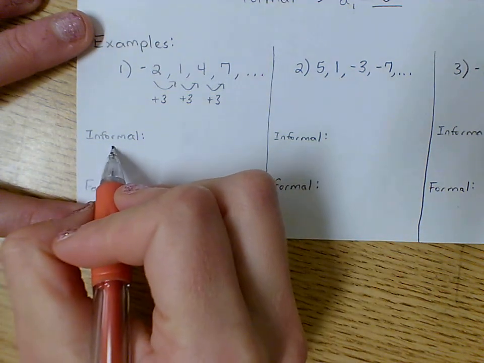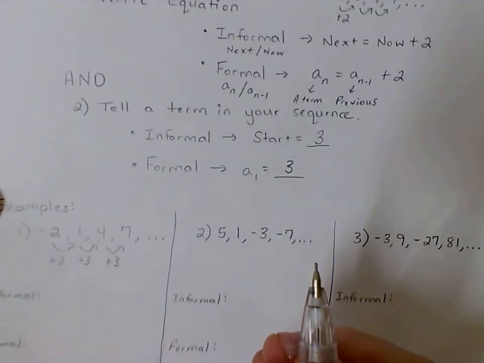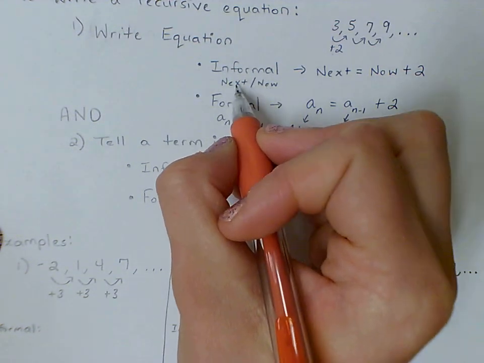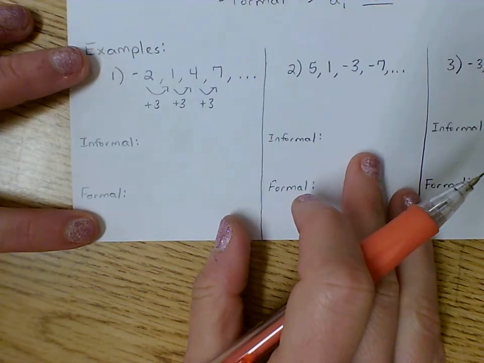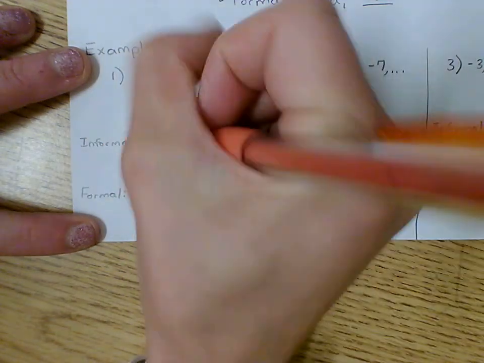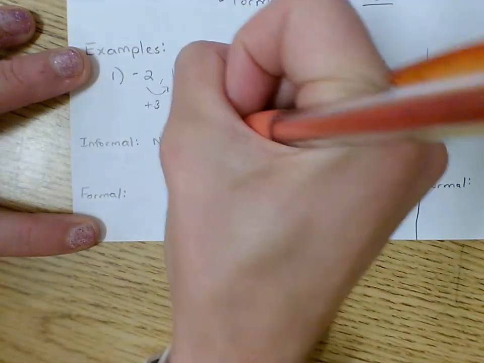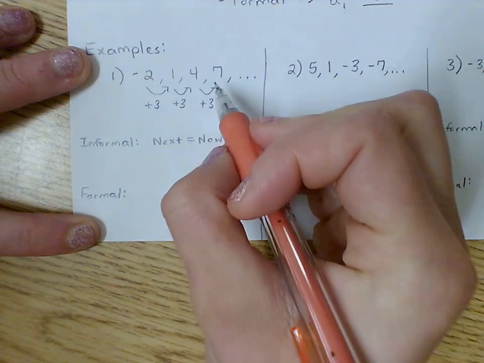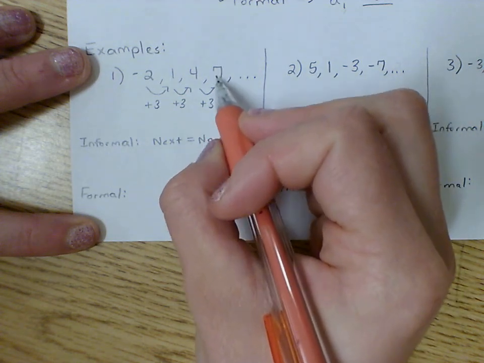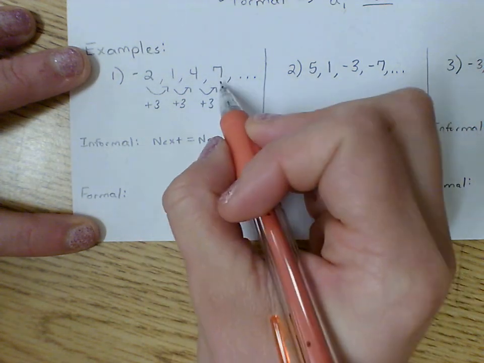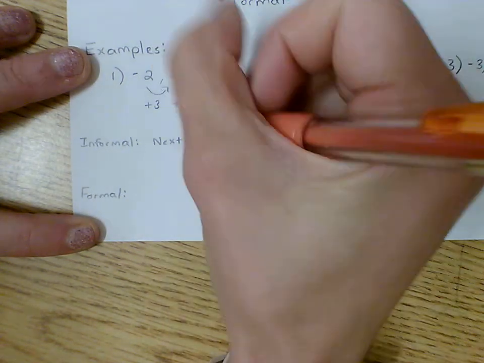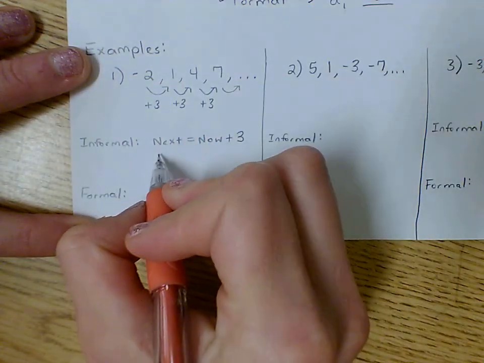So the informal way, remember, is the next and now stuff. So you're telling what you do to the term you have now to get to the next term. Okay, and it has to do with a pattern. So the informal way of writing it, to find the next term, that's going to equal what I have now, and I'm doing something to it. So if I'm taking this term, that's the term I have now, what am I going to have to do to it to get to the next term? Well, I'd have to take what I have now and add 3. So that is the equation.